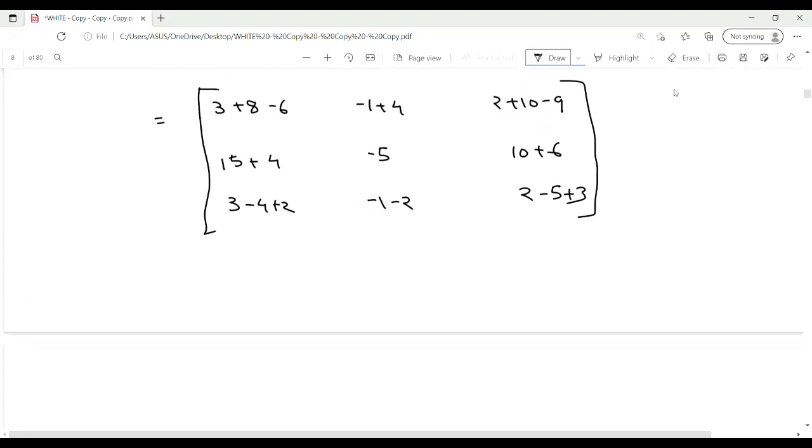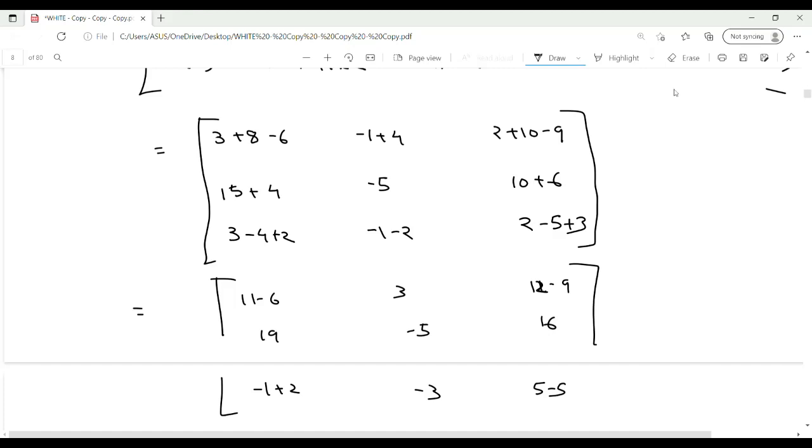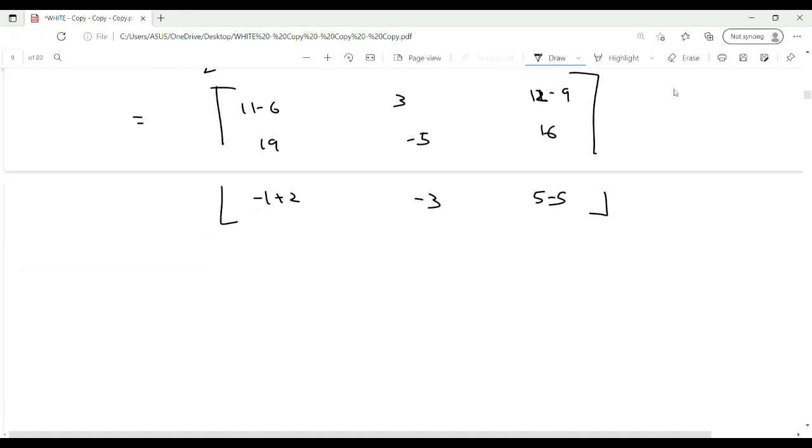And then let's do this. We will be getting 11 minus 6, 3, 11 minus 9, not 11, sorry, 12, 12 minus 9, we'll be getting here 19 minus 5, 16, and then minus 1 plus 2, minus 3, and we will be getting here 5 minus 5. Okay, so let's do the next. Okay, so it will be 5, 3, 3, 19 minus 5, 16, 1 minus 3, and 0. So it is our final answer.